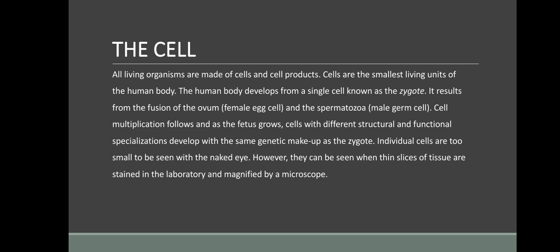Individual cells are too small to be seen with the naked eye. However, they can be seen with thin slices of tissue as stained in the laboratory and magnified by a microscope. So here we're saying the cell is the smallest functional unit of the human body. You and I started as a zygote. We are cells. It results from the fusion of the ovum and the spermatozoa. Then there's a zygote to a fetus to a baby till we keep developing.